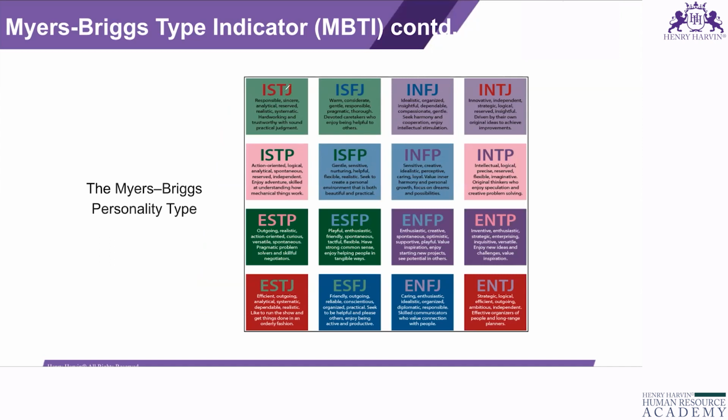For example, ISTJ: introverted, sensing, thinking, judging. This combination of these four creates a personality which will be different from another. Between this individual and this individual, only the last letter differs: this one is perceiving, this one is judging. But the personality will be different. Just changing one of those will change the personality altogether.